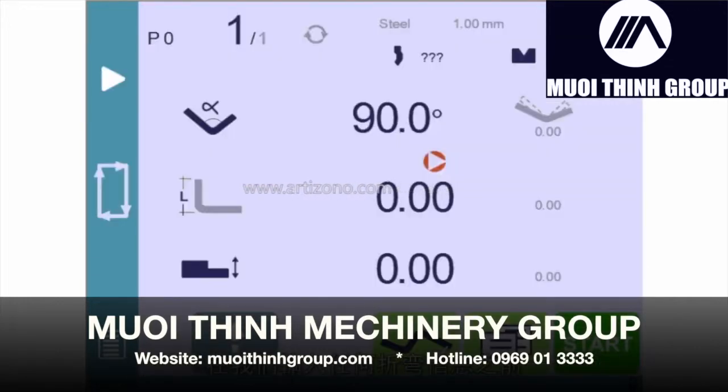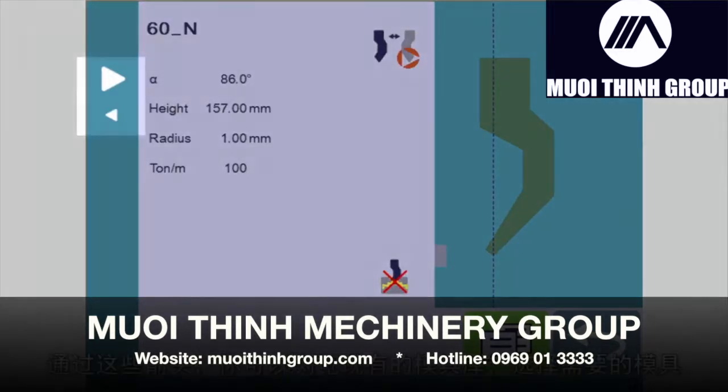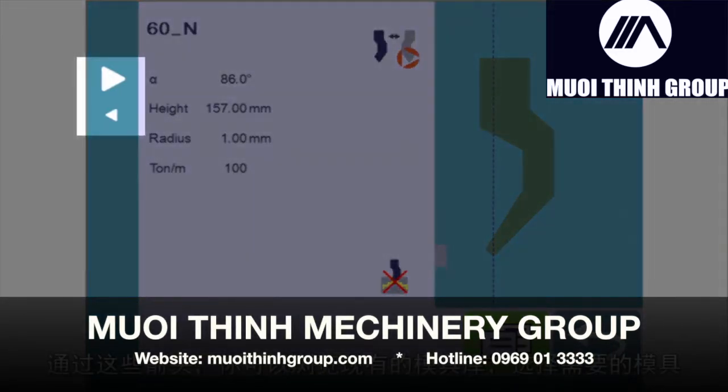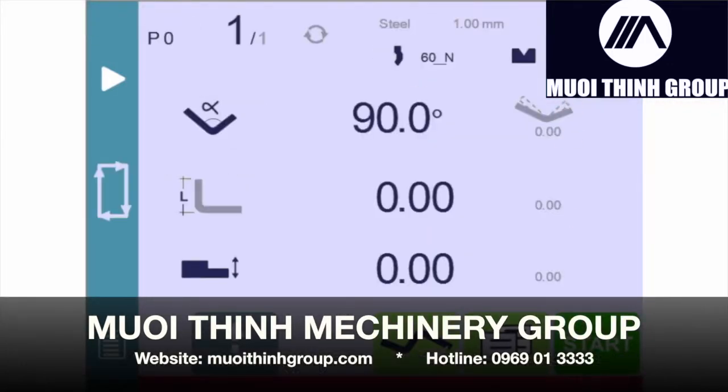Before entering any bending information, we have to select the tools that will be used. This is simply done by touching the tool icon here. You can then browse through the library of existing tools using these arrows and select the desired one. Let's repeat the procedure for the die.